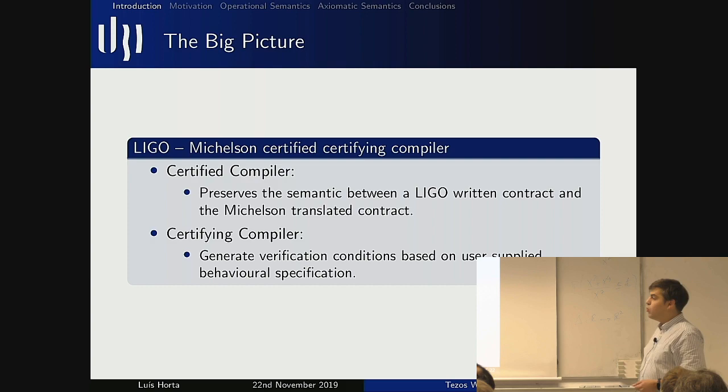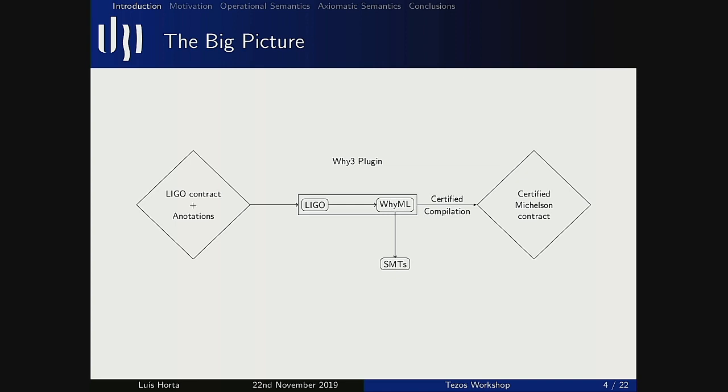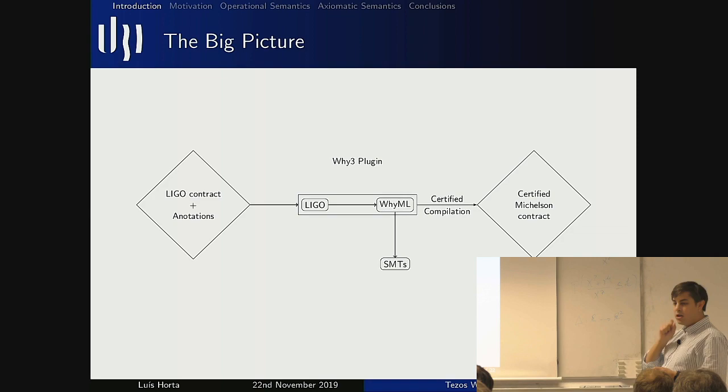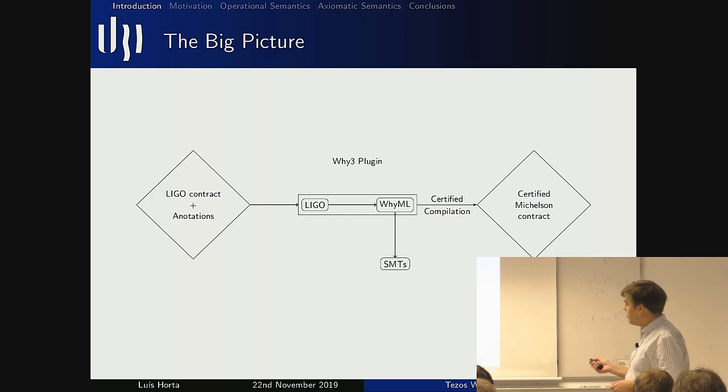We're aiming for a LIGO-Michelson certified certifying compiler. And what do we mean by this? It's a certified compiler that preserves the semantics between a LIGO-written contract and a Michelson-translated contract. The certifying part of that compiler is that it would generate verification conditions based on user-supplied information. So basically, we would have a LIGO written contract plus some annotations. We then have a Why3 plugin that would take that LIGO code and the annotations, translate it to WhyML as an intermediate language, and generate some VCs that would be dispatched to SMT solvers. And then finally, we would have this certified compilation here, and would get a certified Michelson contract.